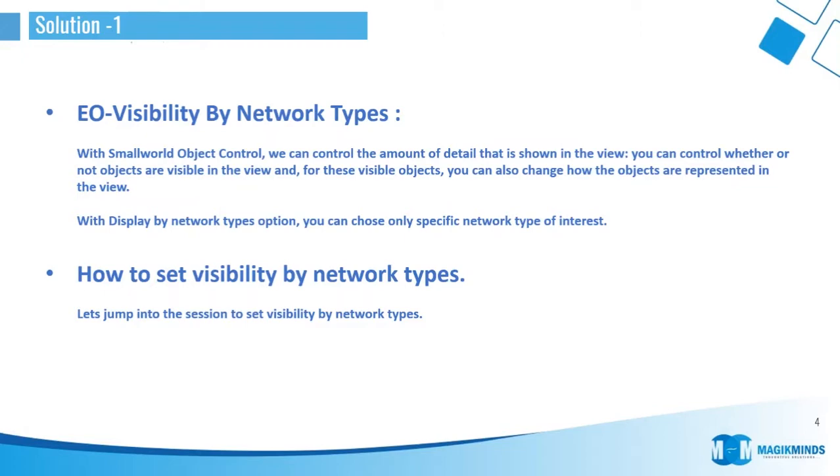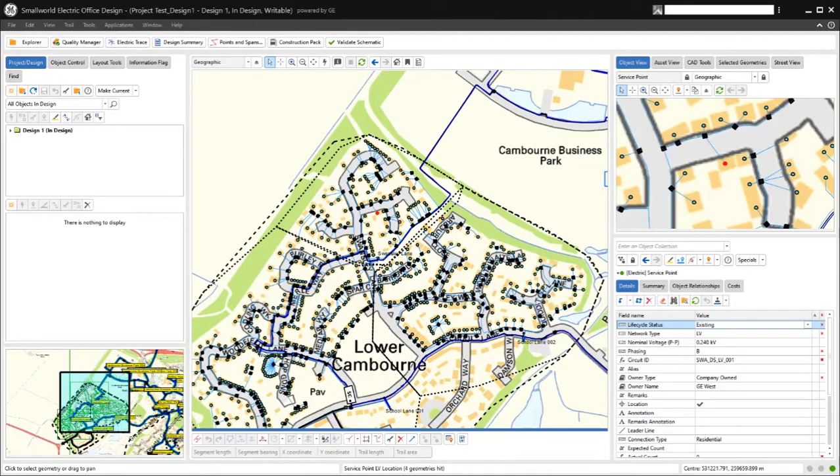Let us see how we can set visibility by network types. Let's quickly jump into the session to see how we can set this. Sometimes you will find certain circuits which are very close to other circuits, right beside them. If you zoom in, you can find that information.